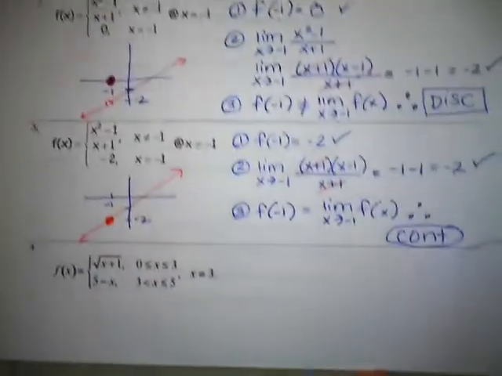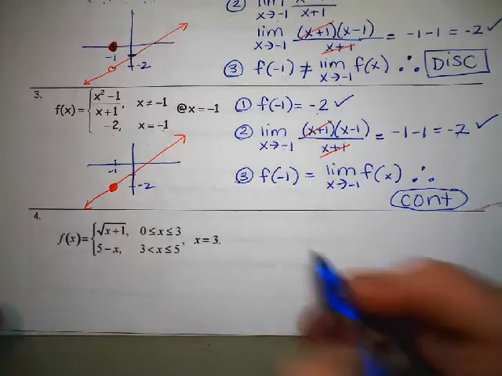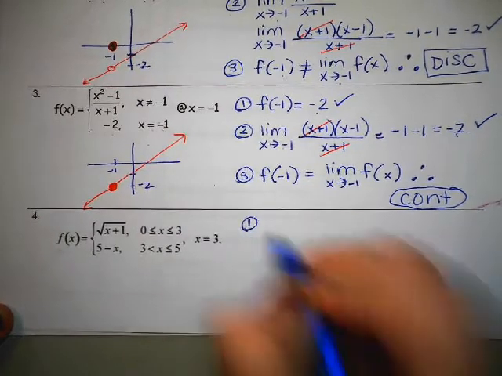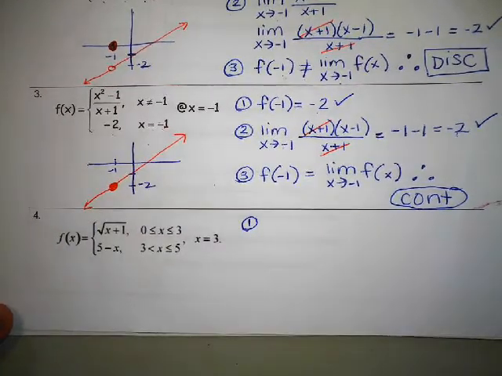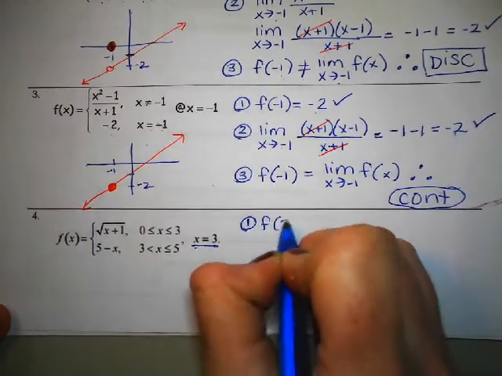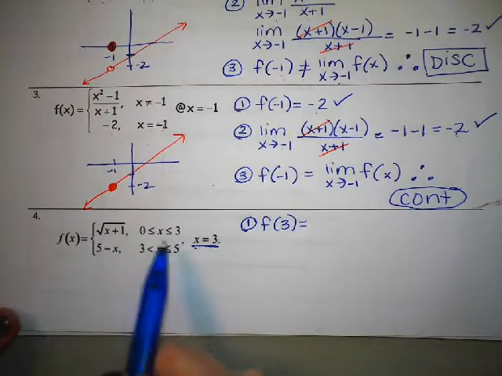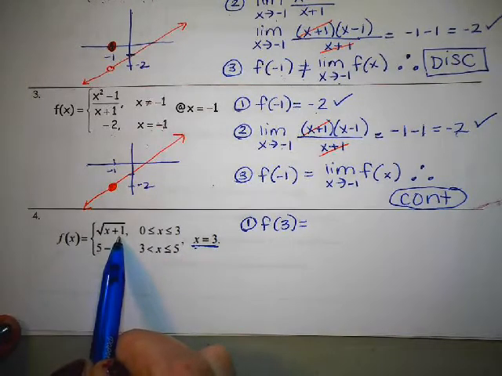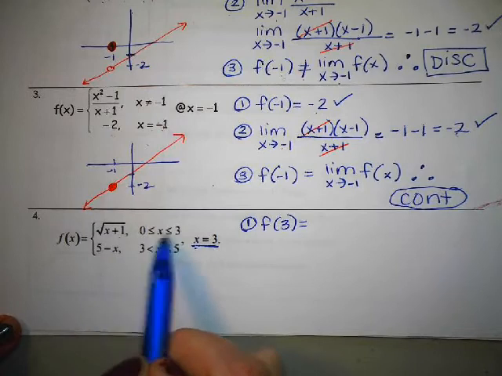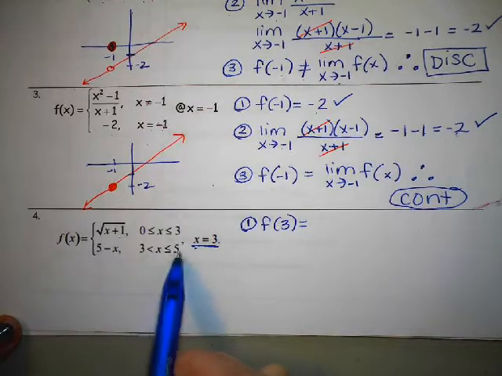All right, let's try the fourth one. The fourth one is also a piecewise function. And again, I'm going to go through the 3 steps. It's a little bit different though. Problem number 1. I'm finding, and 3 is my value, so f of 3. All right, so it says use the top function in between 0 and 3, but including 3. And use the bottom function when x is greater than 3 and less than 5.